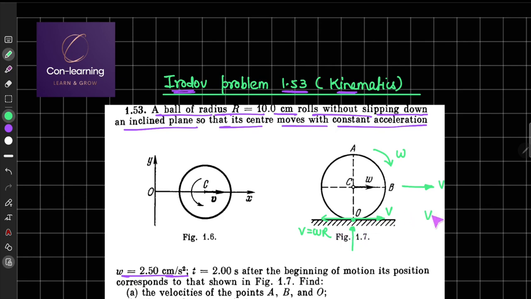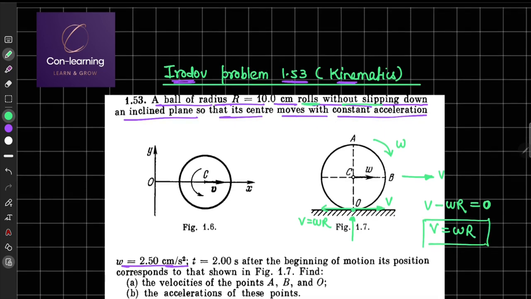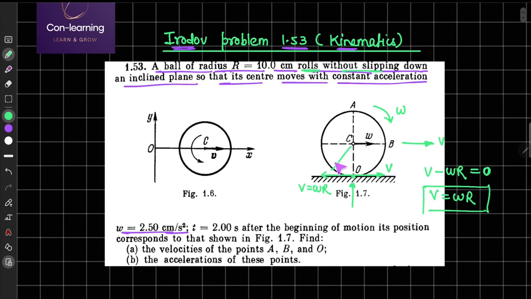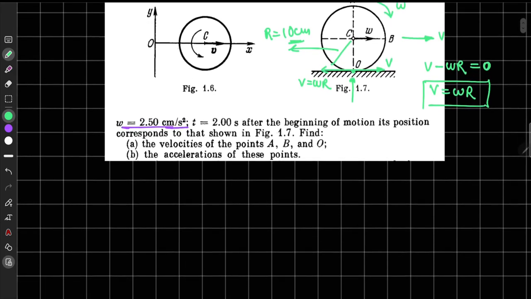So v minus omega r is equal to 0, so v is equal to omega r. This is the condition of rolling without slipping. The radius of the ball is given as r equal to 10 centimeter, and we are asked to find the velocity at several points after t equal to 2 seconds. So let us talk about a point.